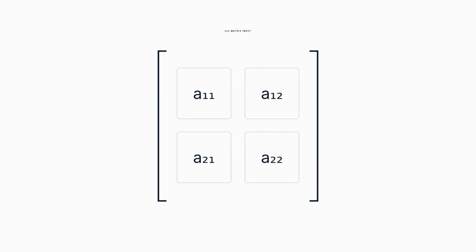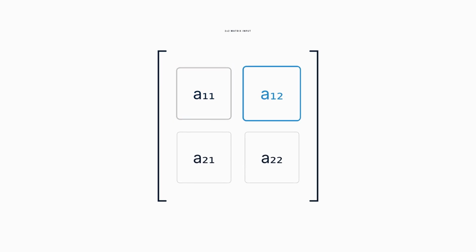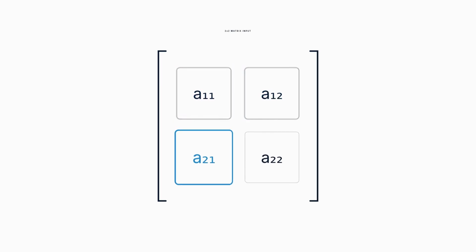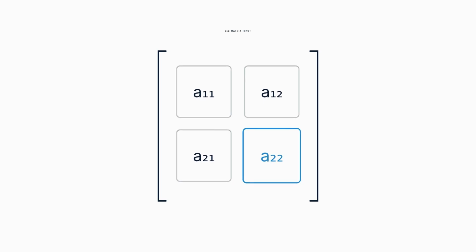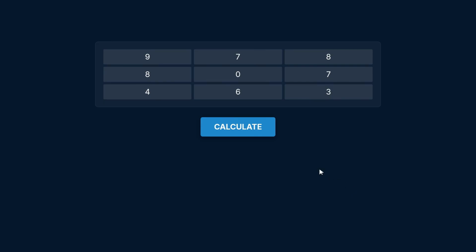Now enter your matrix values in the input fields. For a 2 by 2 matrix, you'll see 4 fields labeled A11, A12, A21, and A22, representing each element's position in the matrix. Once you click Calculate, the results appear in the Output section.